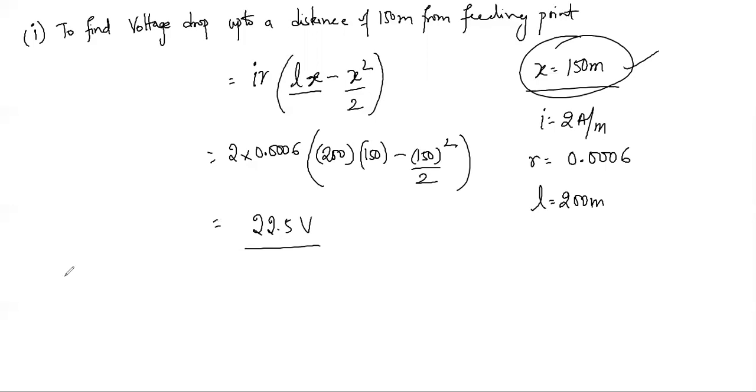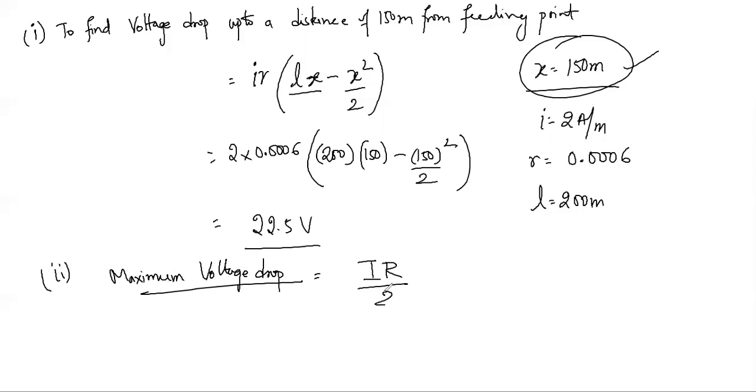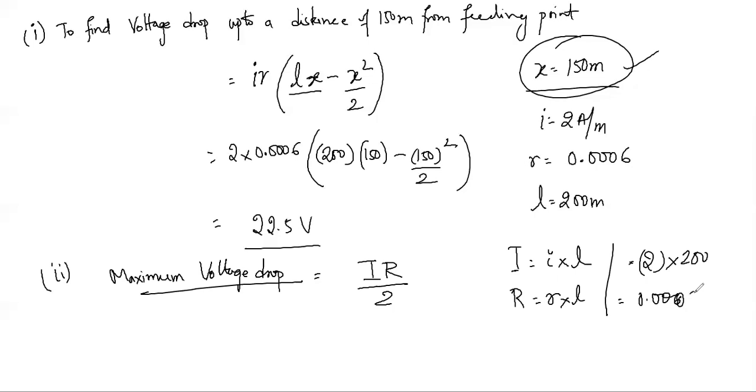Next, you need to find the maximum voltage drop. The maximum voltage drop is capital I, capital R divided by 2. Capital I is small i into L, and capital R is small r into L. So I is 2 into 200, and R is 0.0006 into 200.